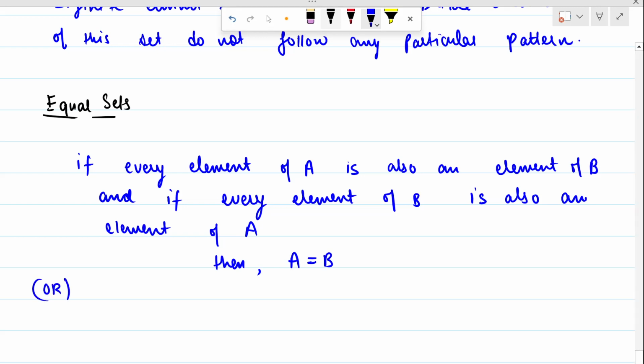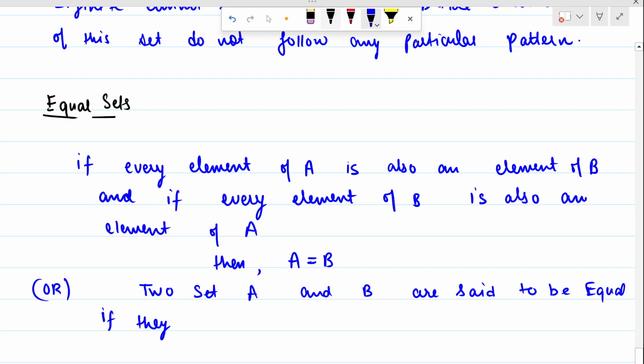Or, if two sets A and B are said to be equal if they have exactly the same elements, then we write A is equal to B.